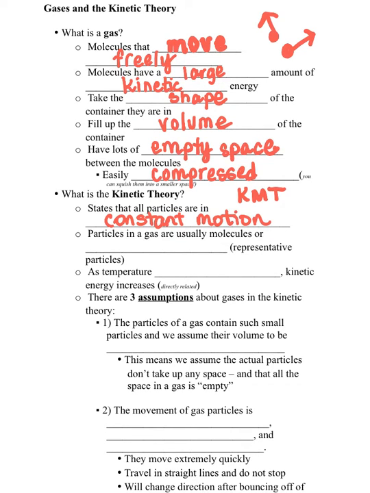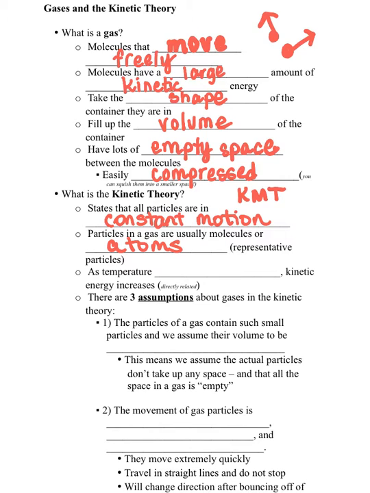And particles in a gas are usually molecules or atoms. Those are the representative particles that you're going to be dealing with. Remember, we also have formula units, but those are reserved for our ionic compounds. Ionic compounds are salts, like sodium chloride or potassium iodide, and those are solids at room temperature. So we're not going to be looking at those in this unit because this unit is on gases.